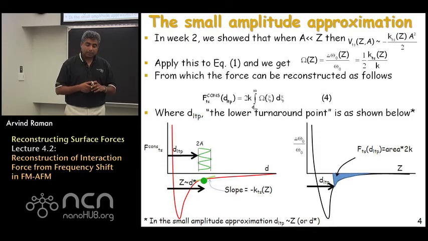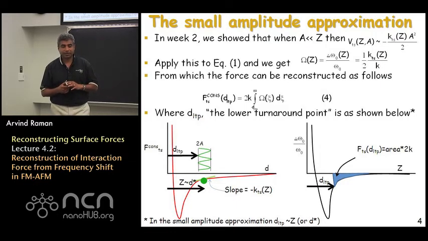Now, psi in this case is simply a dummy variable of integration, which goes from d_LTP to infinity. Let me talk to you a little bit about the d_LTP. This is a notation we've used from some of Giessibl's recent work. LTP refers to the lowest turnaround point.